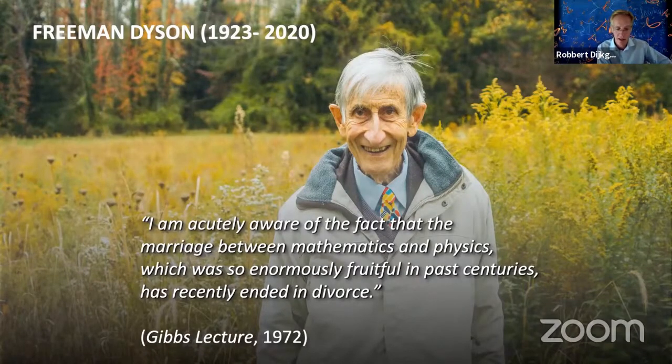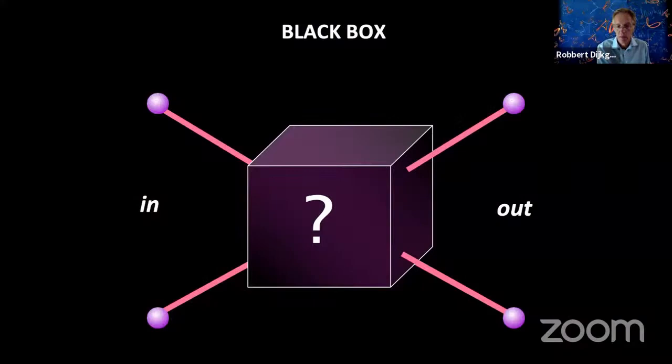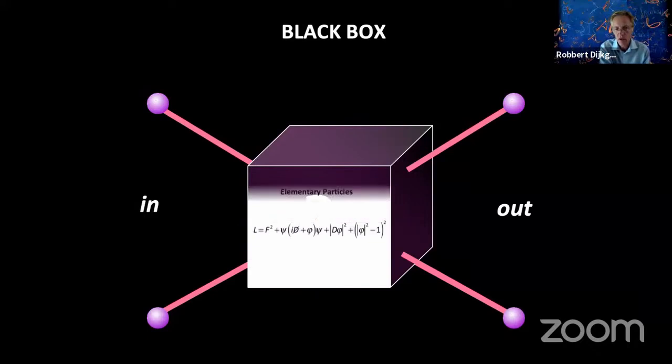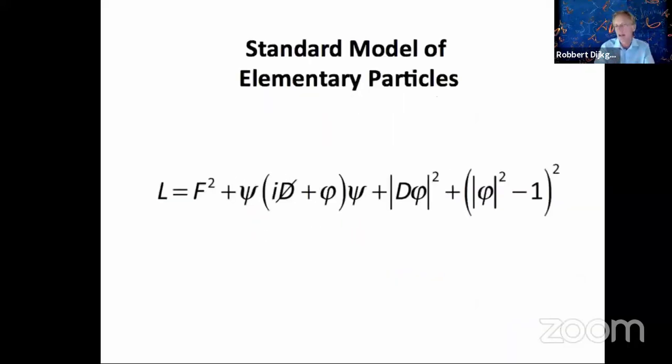And, of course, this year we sadly lost Freeman Dyson, I think one of the greatest mathematical physicists of the last 100 years. And Freeman famously wrote in 1972 that he was acutely aware of the fact that the marriage between mathematics and physics, which was so enormously fruitful in past centuries, has recently ended in divorce. Well, I would say the opposite was true. This kind of black box image of the S-matrix theory and the giving up on reductionism was as wrong as it could be, because not only could the box be opened, but inside was the standard model of elementary particle physics.